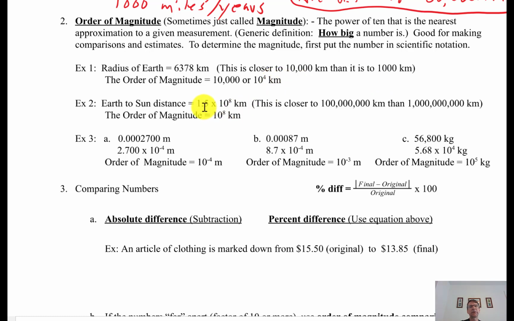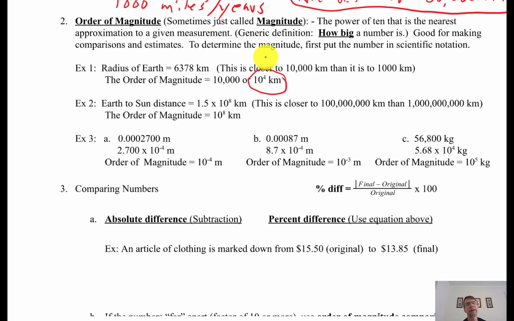So for example, the radius of the Earth is around 10,000 kilometers. It's 10 to the fourth. So this 10 to the fourth kilometers will be called the order of magnitude. It's about 4,000 miles. So in miles, 4,000 is close to 1,000. If you had to put that into miles, the order of magnitude would be 10 to the third, or 1,000 miles.